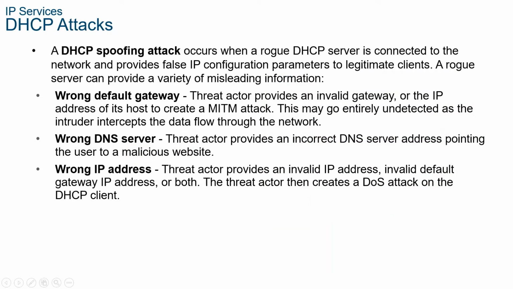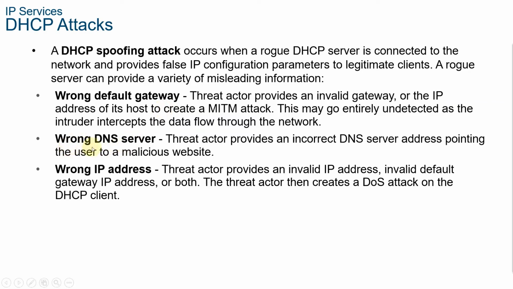Now, what are the attacks on DHCP? The first one is the DHCP spoofing attack. This occurs when a rogue DHCP server is connected to the network and provides false IP configuration parameters to legitimate clients. A rogue server can provide a variety of misleading information. Next is the wrong default gateway. Threat actors provide an invalid gateway or IP address to each host to create a man-in-the-middle attack. This may go entirely undetected as the intruder intercepts the data flow through the network.